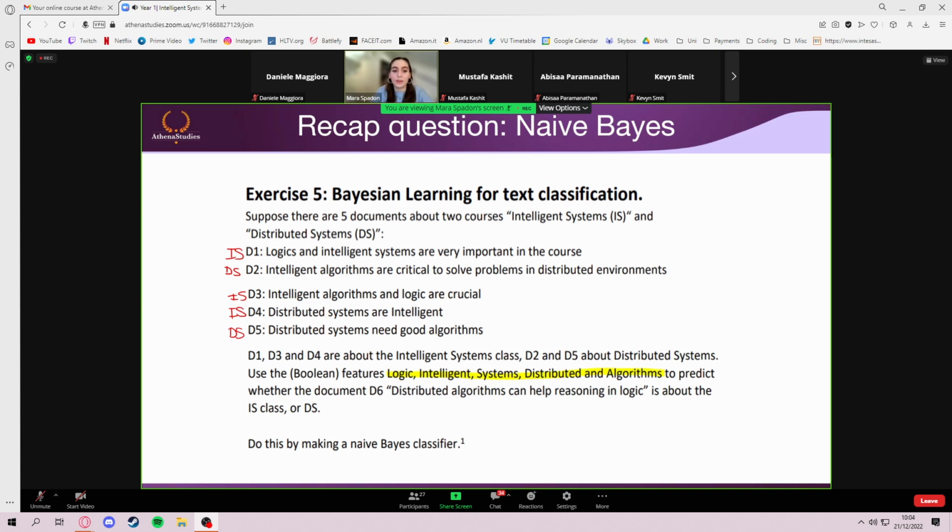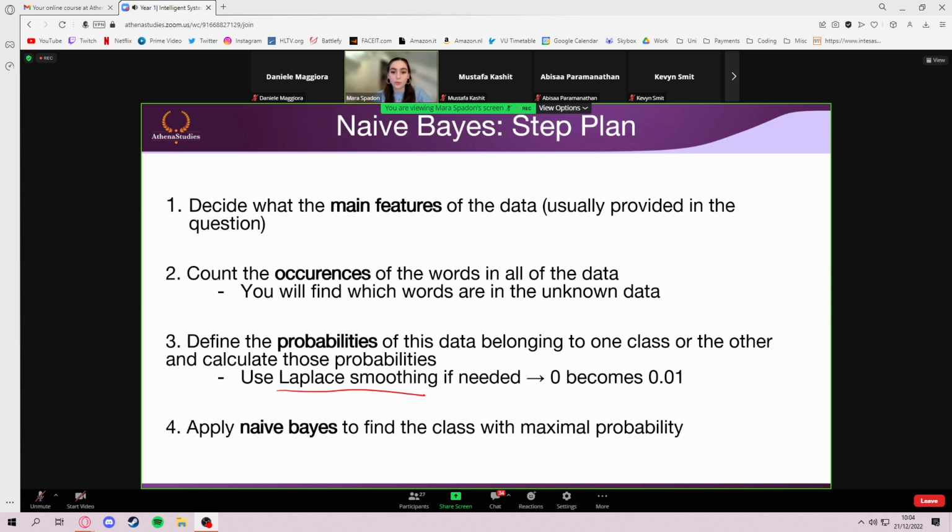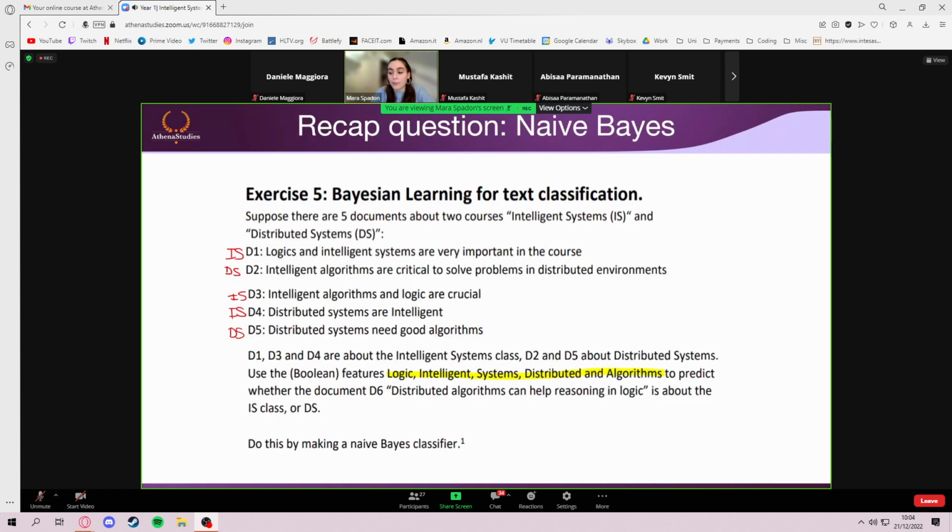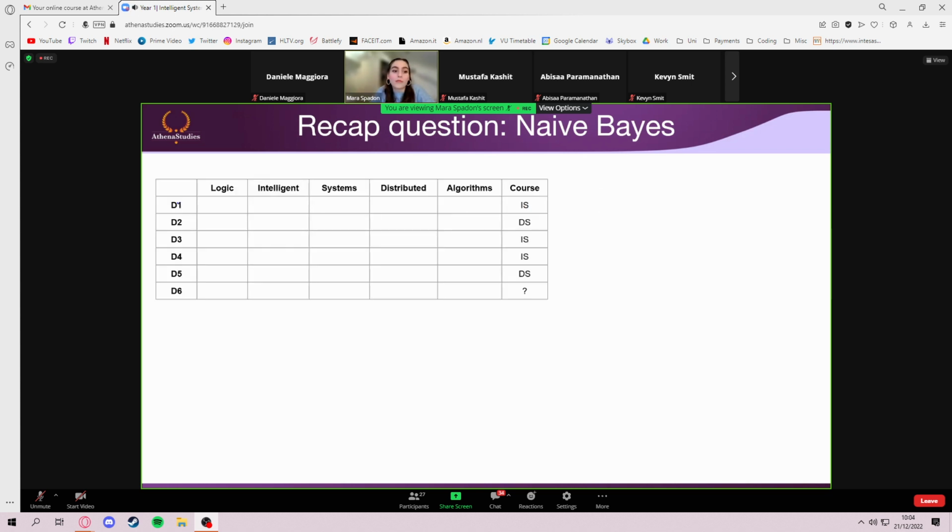So that is done. So step 2, we want to count the occurrences of the words in all of the data, and you want to find which words are also in the unknown data. So if we have these sentences, and we want to put it in our little table here, so we have our 6 documents. One of them is unknown, has an unknown class. The other 5 had been given which ones are the classes, right? So we said that D1, 3 and 4 are IS, and 2 and 5 are DS. And this one is unknown. So this is like our objective. This is what we want to know in the end. Then we fill in everything we know. So we have the words logic, intelligent systems, distributed, and algorithms.